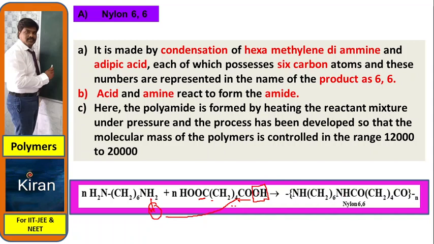Here hydrogen is removed. In this case hydroxide is removed, and that is formed as H2O. Here one carbon monoxide, and here one CO is there, here also one CO is as it is, and here one oxygen and here one hydrogen. We will get again one more H2O removed. In this way this process will be continued. This is the reaction of nylon 6,6.